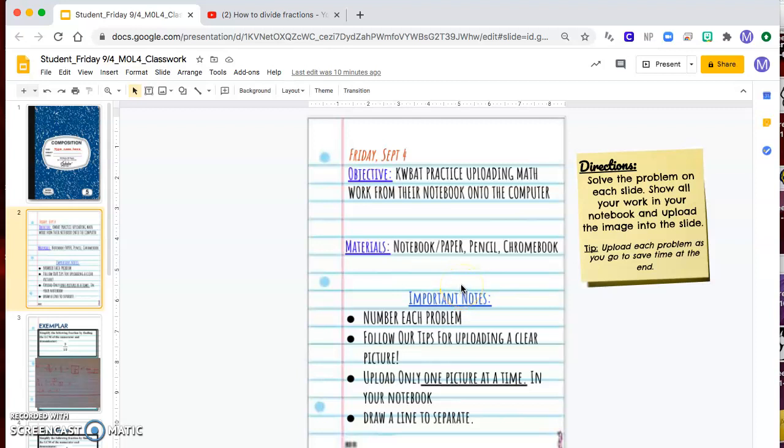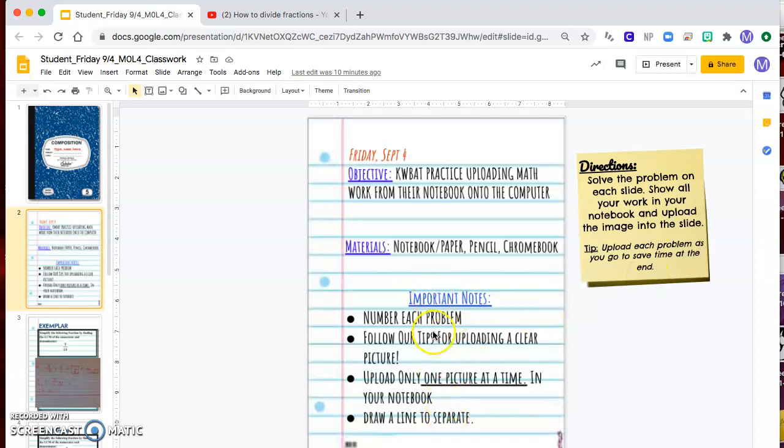What's going to happen is you're going to have 5 problems. You're going to solve each problem on your notebook, and then you're going to upload your work into the slides, okay? Now a tip is to upload each problem as you go to save time at the end. So after you finish each problem, just take a picture and then upload it, okay?